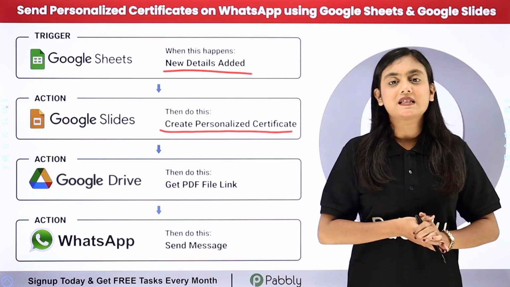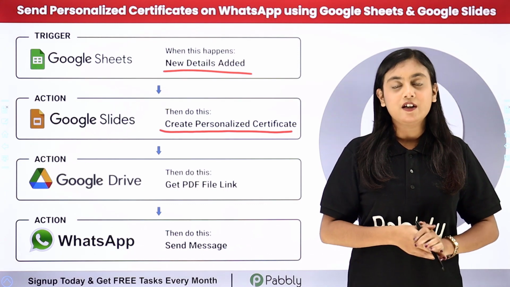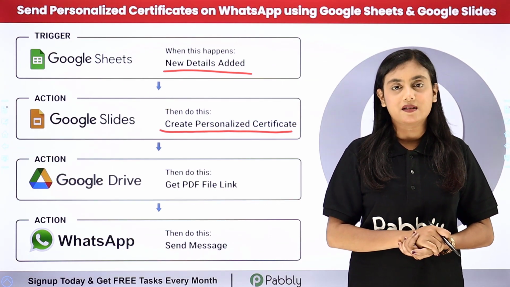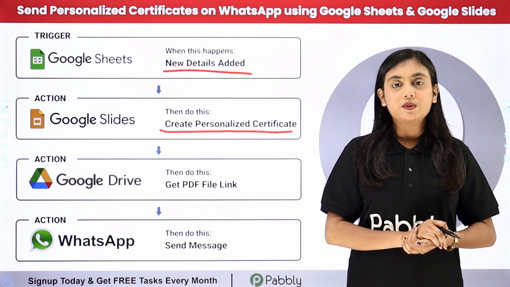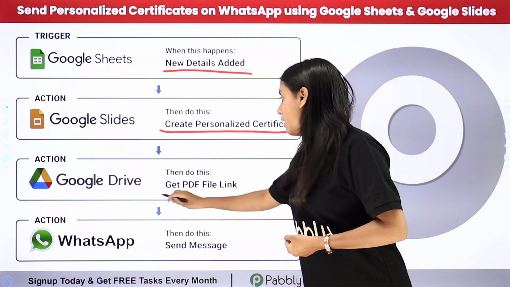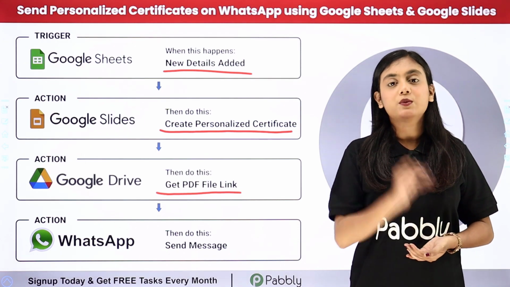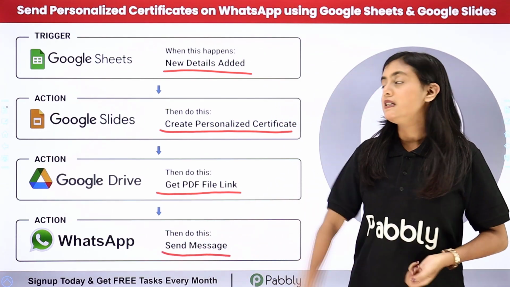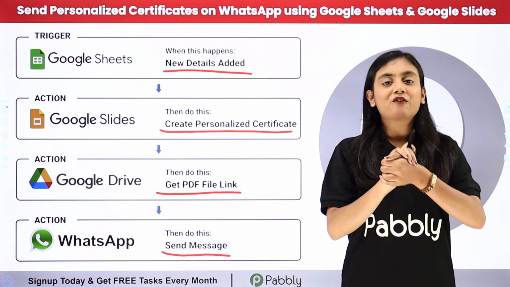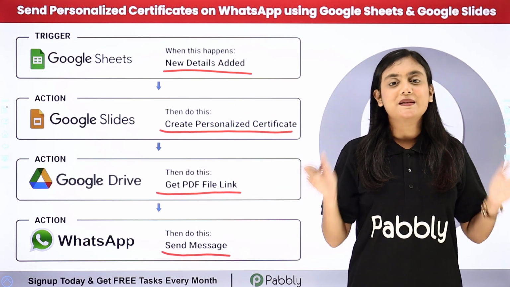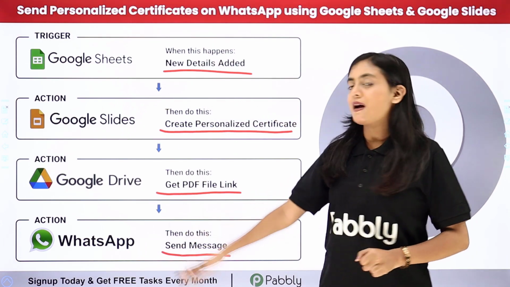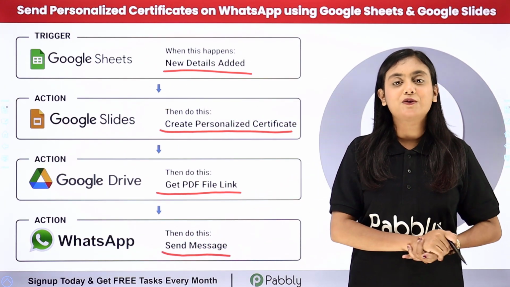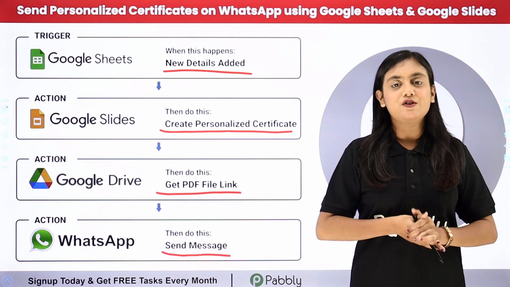With the help of Google Slides, I've already created a template for the certificate. So with the help of the template, the certificates are going to be created. As soon as the certificate is created with the help of Google Drive, we are going to receive a PDF file link which is going to help us to send a WhatsApp message to all of our employees whose details we have added in our Google Sheets. For that, we are going to simply create an automation between all of these applications with the help of Pabbly Connect. So if you want to learn how to do this automation, then let me take you all to my screen.